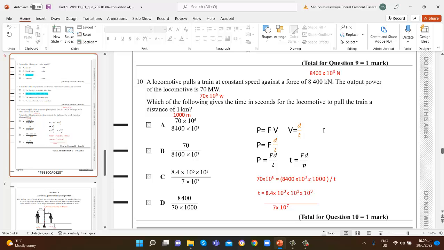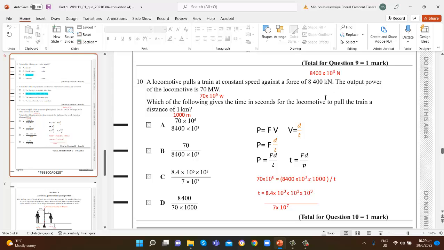So when you substitute V = D over T, P is going to be FD over T. You know P, the power. So this question is based on power. So you go to the power lesson, and you should know the equation to start with. If you don't give the proper start, you don't automatically get the answer. Maybe you don't have any clue, but even then you give the proper answer.